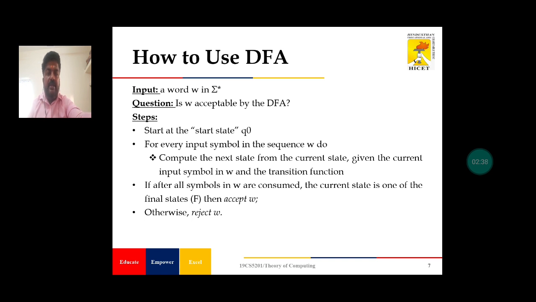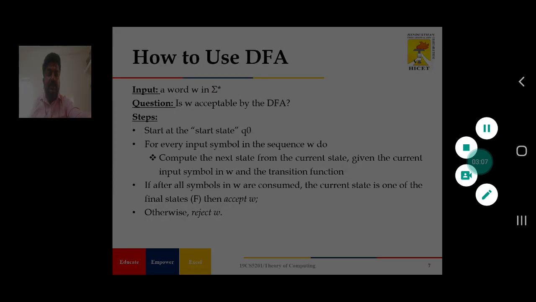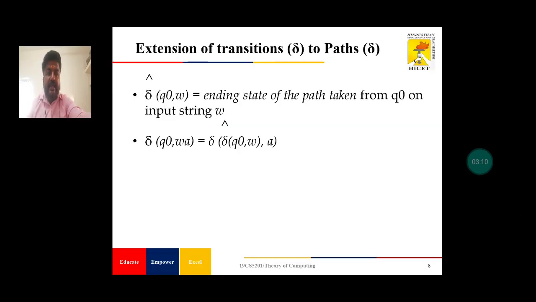How to use DFA? Input a word or a character can be given to the finite state machine. Is W acceptable by DFA? Start at the starting state Q0. For each and every input in the sequence W, we compute the next state from the current state, given the current input symbol in W and the transition function. If after all symbols of W are consumed, the current state is one of the final states, then accept, otherwise reject.